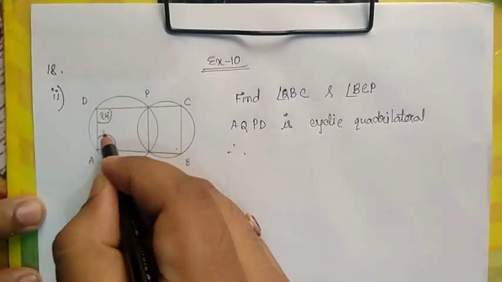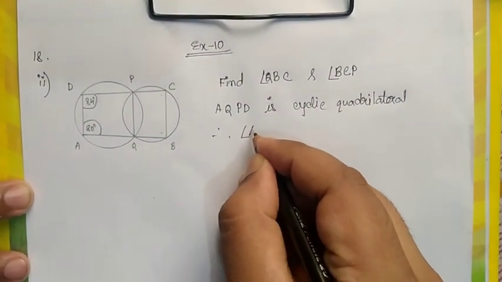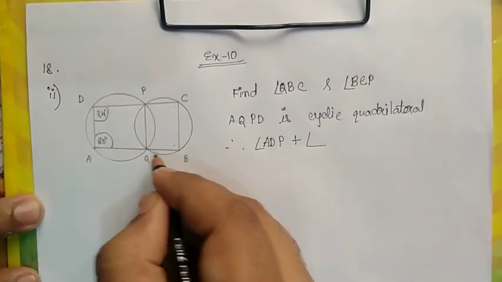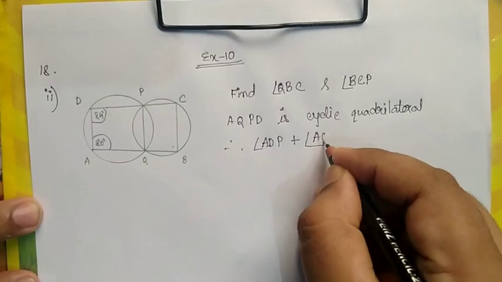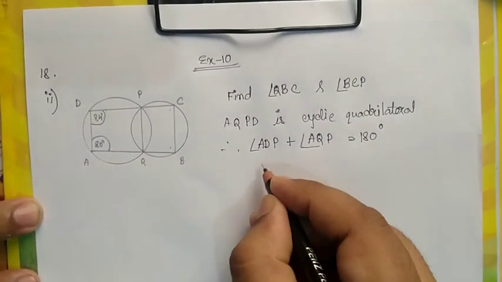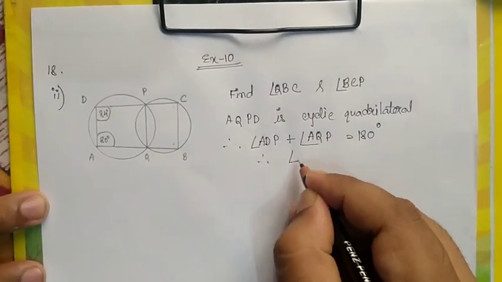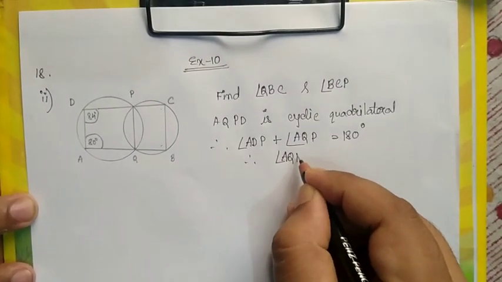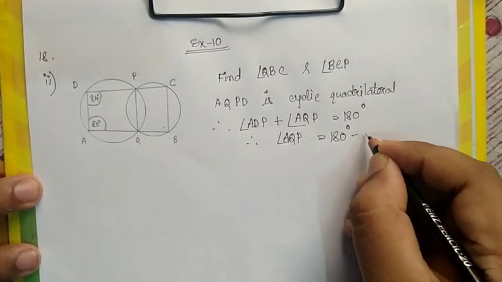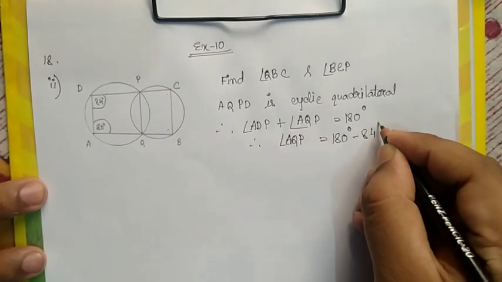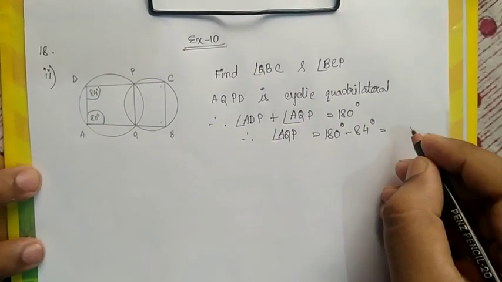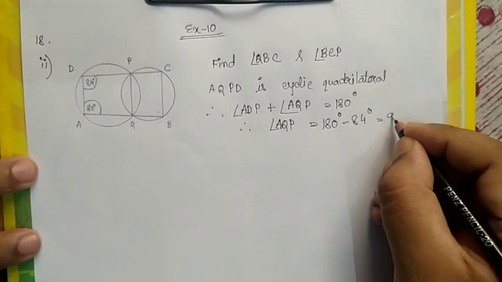Therefore this angle ADP plus angle AQP equal to 180 degree. Therefore angle AQP equal to 180 degree minus 84 degree equal to 80 plus 16, 96 degree.